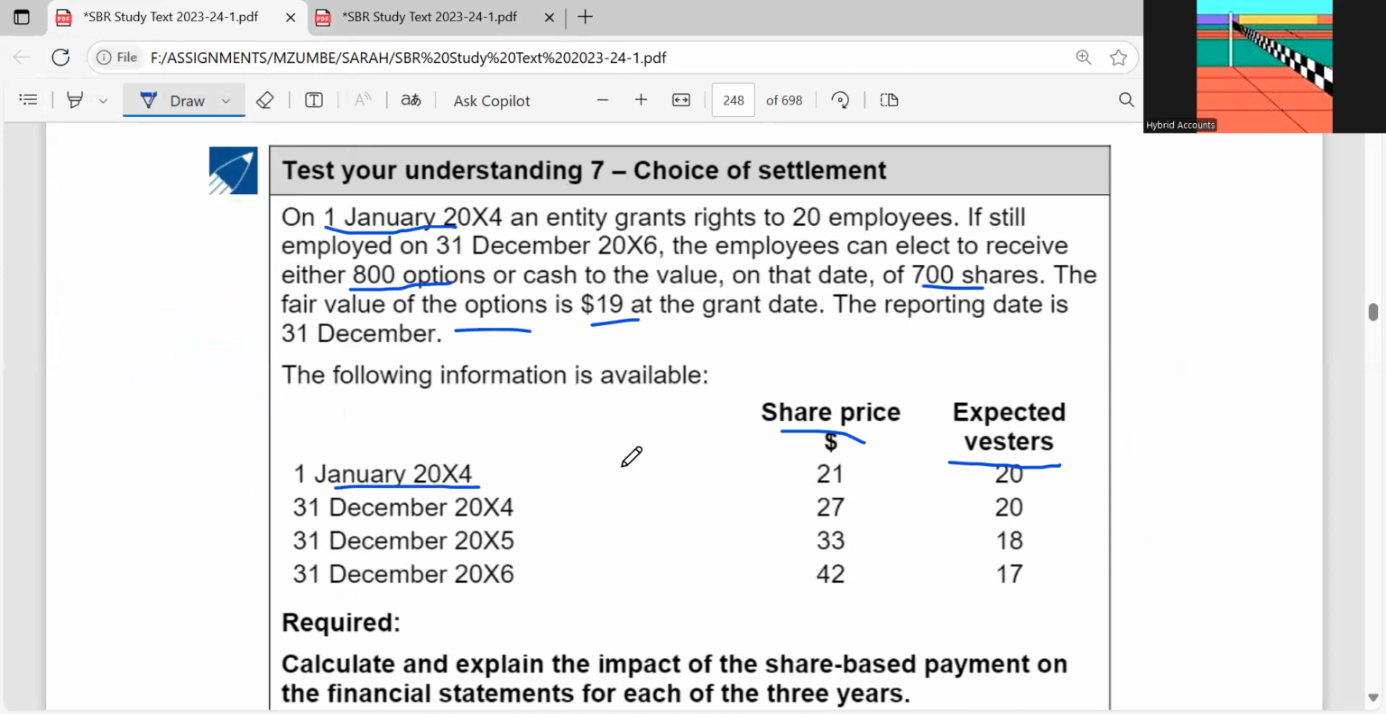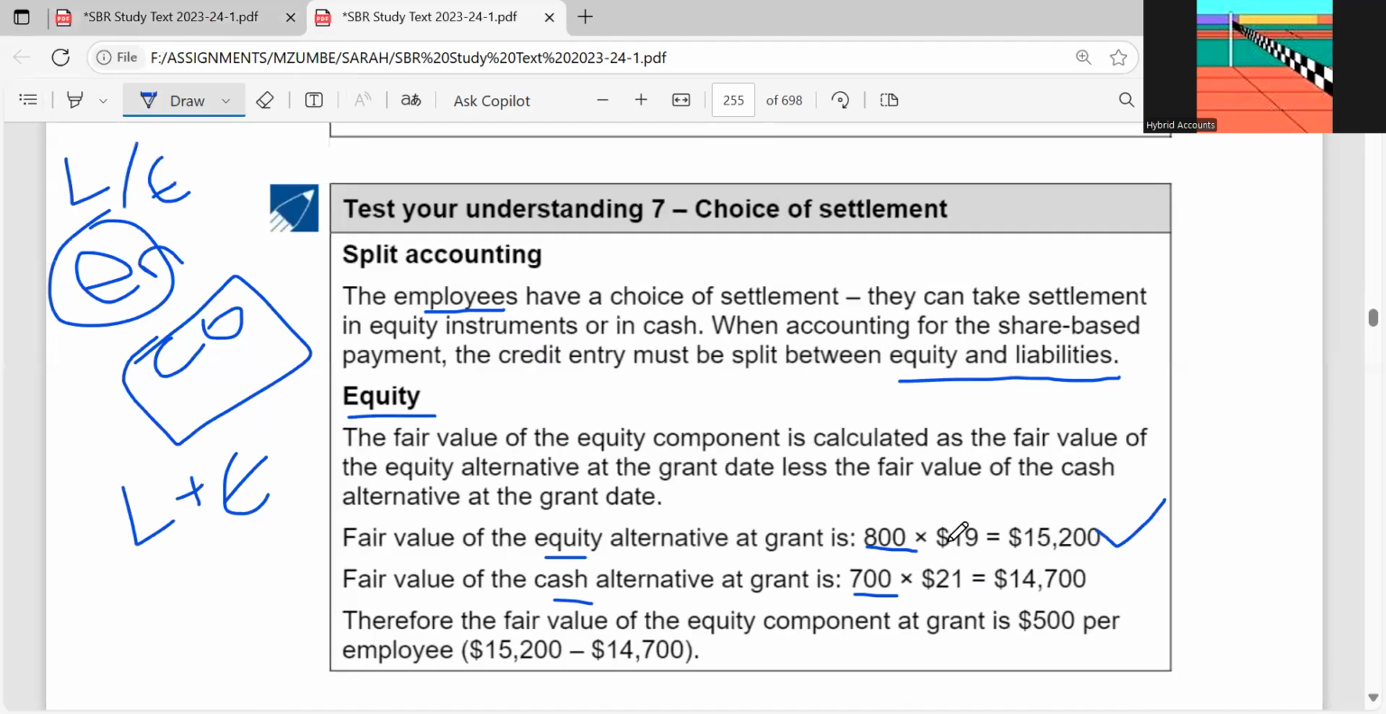And you know that if you are given the cash, you would see, okay, the share has a value of 21. So I'm going to receive 21, right? So 700 times 21. If you do that now, you take the difference, 15,200 minus 14,700, and you will have 500 per each employee, right? So this should be the fair value for each employee, and then you can proceed, right?